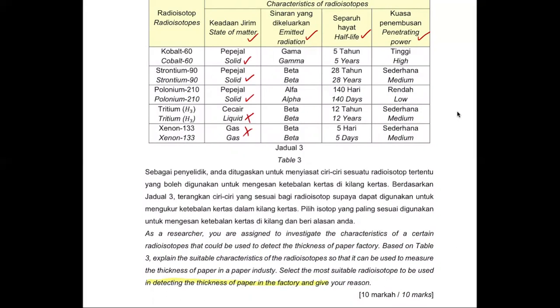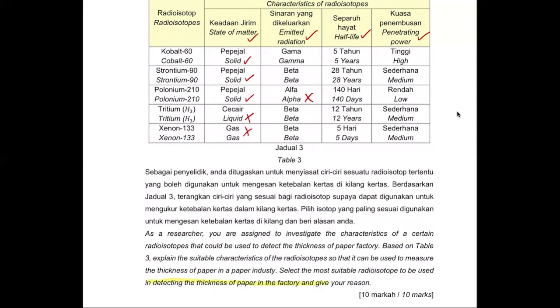So alpha is out. Alpha is out because alpha cannot penetrate through our skin. Moreover, it cannot penetrate through paper. So alpha is out. So it is either beta or gamma. Okay? Beta or gamma. And then, what is the reason?